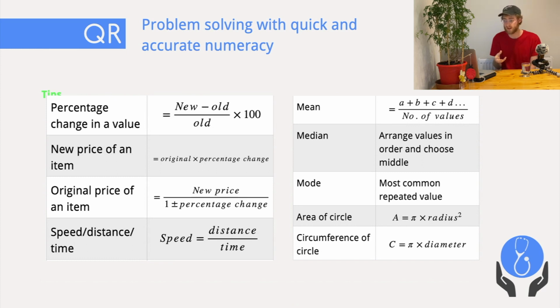Percentages come up all the time. Speed, distance, time is quite common. Some geometry, so area of 4-sided shapes is common, area of circles sometimes. But just understanding these relationships is really important.